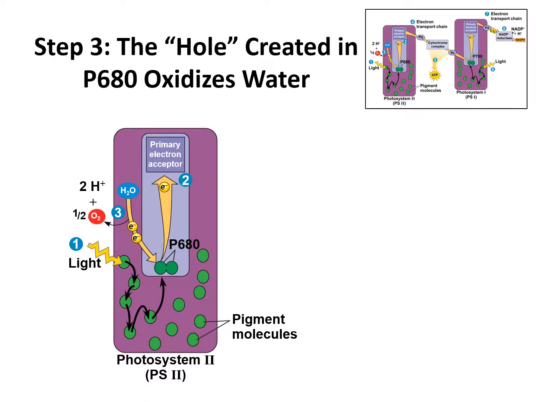So here's the image from the book. That hole created in P680 oxidizes water. It's a 2-electron oxidation ultimately. We pull an electron one at a time, but we pull 2 electrons. We actually pull 4 in total to make a full O2 molecule. 2 electrons will give us half of an O2 molecule, and obviously we'll pull another 2 electrons and another oxygen from water. So it takes 2 waters, and we'll make a full O2 molecule.